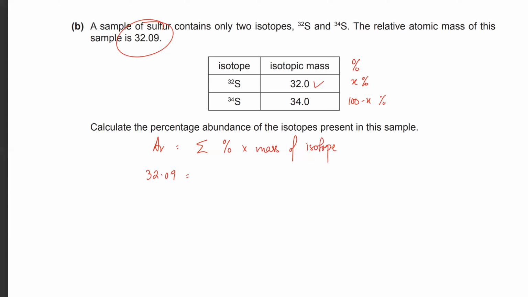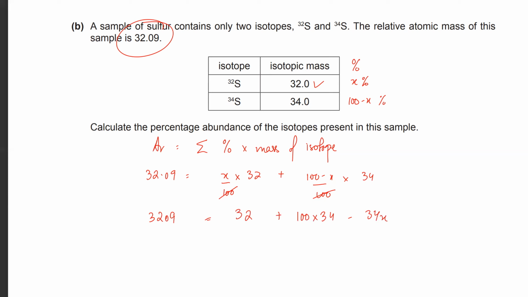So what is the percentage? It's X%, X over 100 into 32. So that's the first one. The next one is 100 minus X, so that one is (100 minus X) divided by 100, and it's going to be multiplied by 34. Okay, so you have to solve this. I'm going to multiply everything by 100. So this comes out to be 3209, and this would be 32X plus 100 into 34, and minus what? Minus 34X.